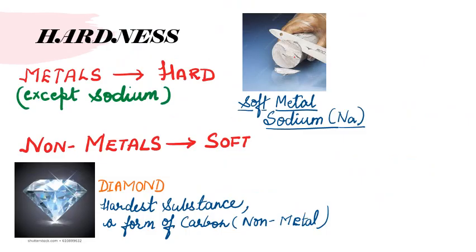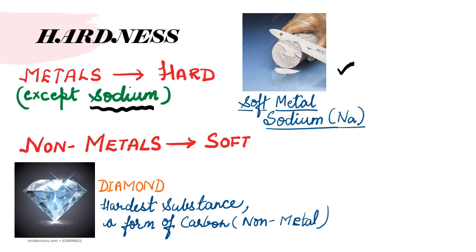The first property is hardness. To understand this property, take two things, an iron rod and a plastic rod, and touch them. Do you feel any difference? Yes, there is a difference. Metals are generally hard, but the exception among metals is sodium. Sodium is a very soft metal, and in the picture it is clear that it can be cut using a knife. So sodium is an exception. Generally all the metals are hard.